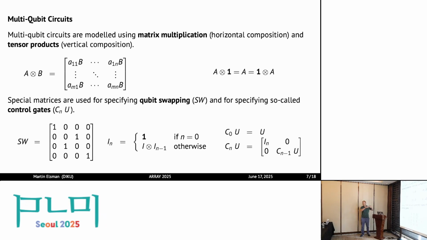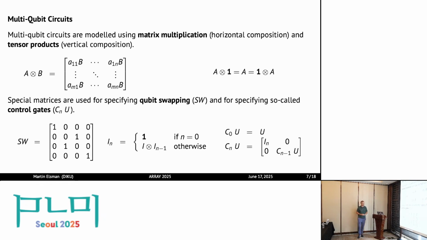Now it turns out that this unitary matrix is going to be quite big if we go about doing it that way. But this is still the way we want to specify the semantics of a circuit, by using matrix multiplication for the horizontal composition, and then you use the tensor product for vertical composition. And here's a definition of what a tensor product means. The Kronecker product is basically just specified using this block notation with various properties, of course, that there's an identity here. And then we have the special matrices that are used for specifying qubit swapping.